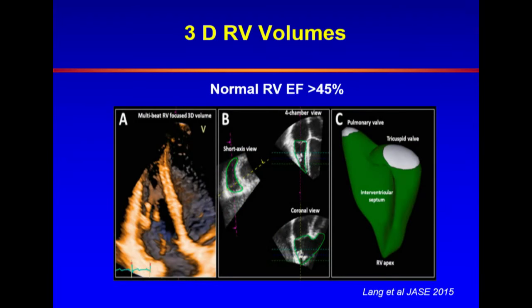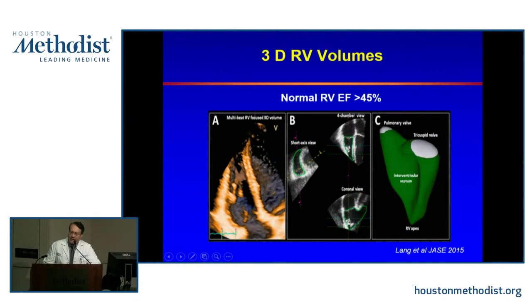The main advantage of 3D RV volumes is it takes into account the whole right ventricle and not what we were looking at, compartmentalizing things from different views. I've seen 3D in some publications where you can tell that the volumes don't even make sense when you put them in perspective to the size of the patient.